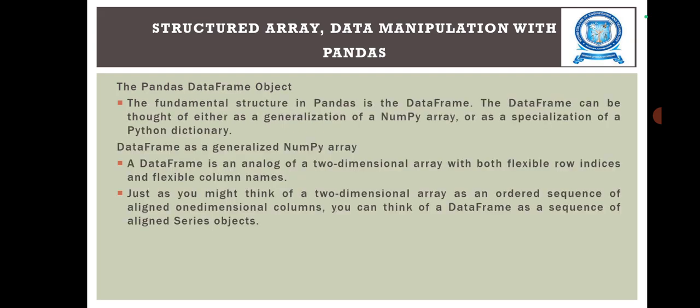Next, we are going to see the pandas DataFrame object. The fundamental structure in pandas is the DataFrame. The DataFrame can be thought of either as a generalization of a NumPy array or a specialization of a Python dictionary. DataFrame as a generalized NumPy array is an analog of a two-dimensional array with both flexible row indices and flexible column names, just as you might think of a two-dimensional array as an ordered sequence of aligned one-dimensional columns.